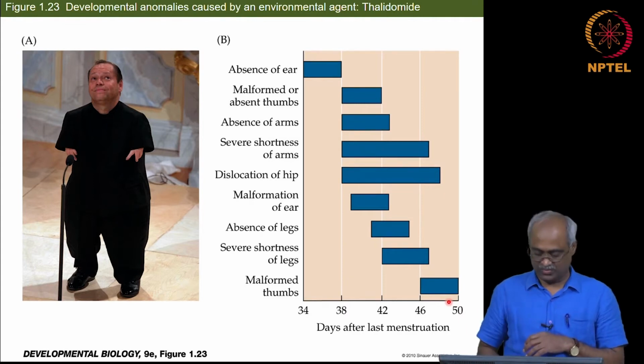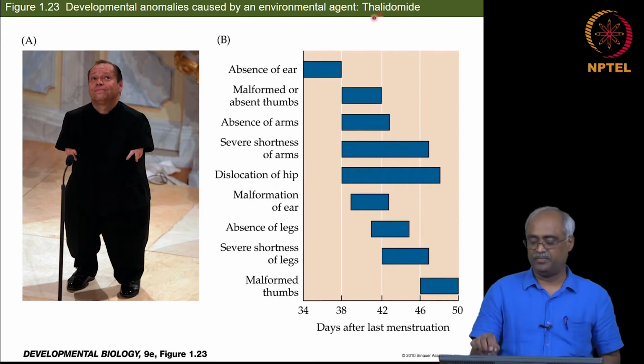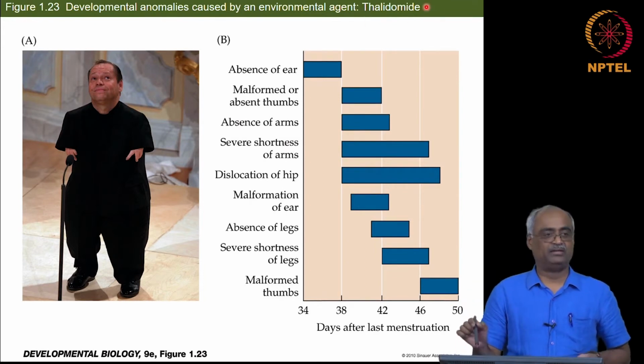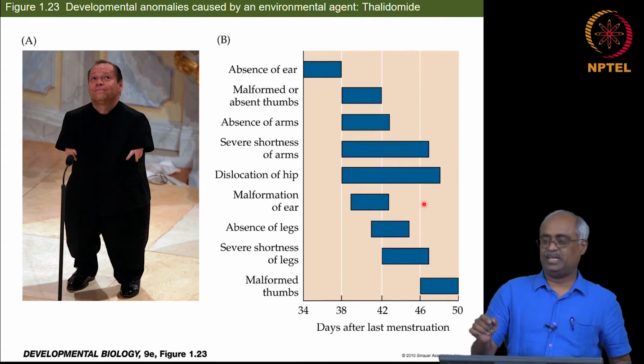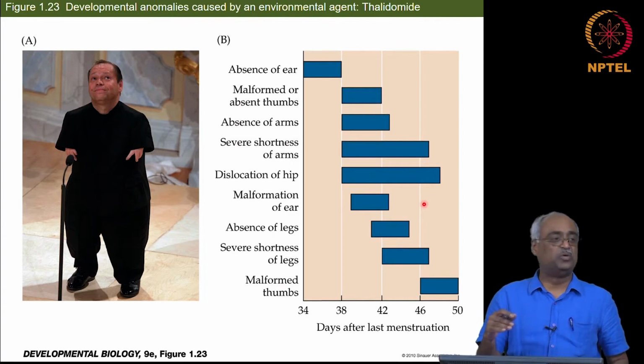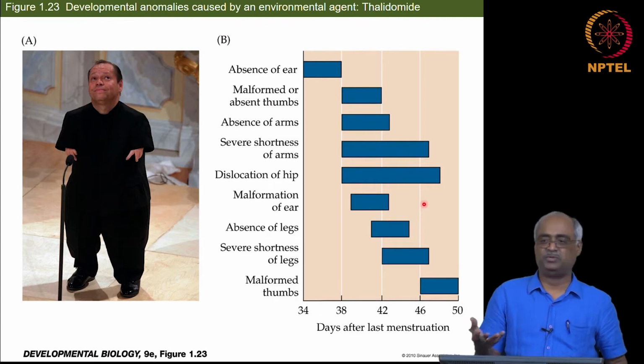A classical example is what happened in the early 1960s, where pregnant women were prescribed a drug called thalidomide. It's a mild sort of painkiller to avoid morning sickness. The point is that this one episode changed the way we test new drugs for safety. Before that, people looked at whether there was any problem in adults or animals, and when there was no problem, they said it was safe. But there are drugs that can affect embryonic development. Thalidomide is a good example.